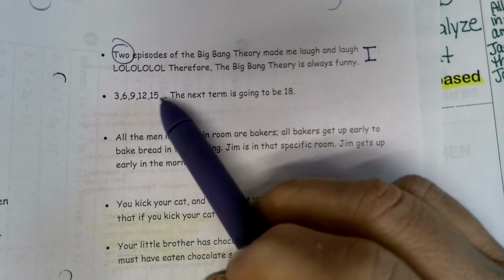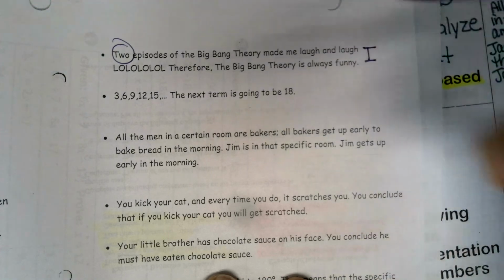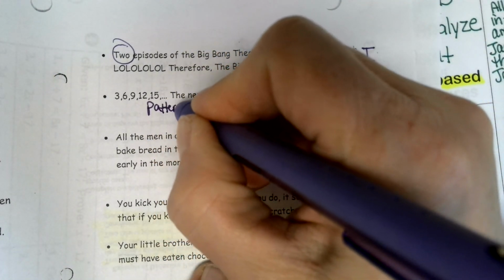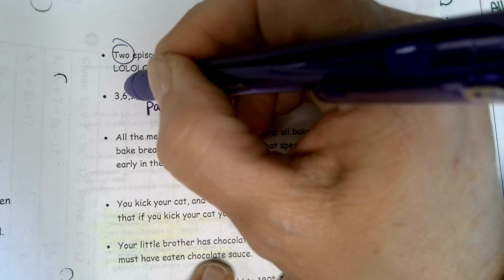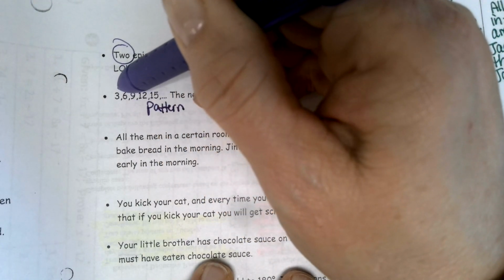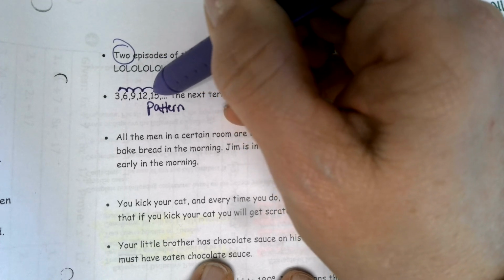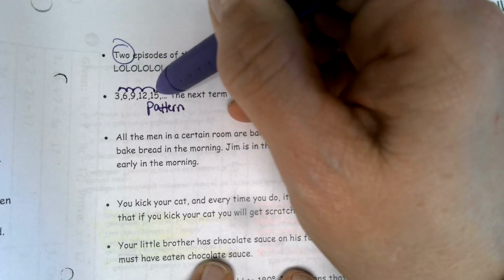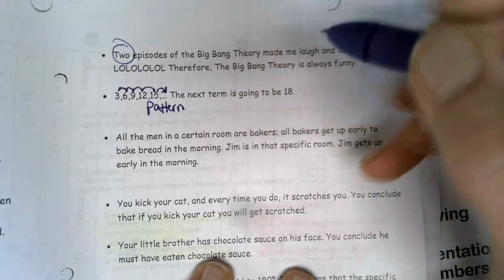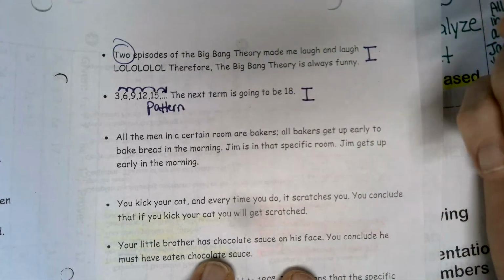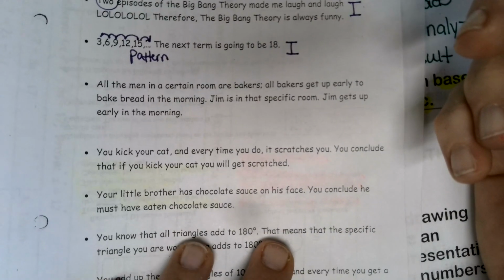3, 6, 9, 12, 15. The next term is going to be 18. So this is a pattern that we are observing. In this pattern, we are adding 3 each time. So I add 3 to get here, add 3 to get here, add 3 to get here, add 3 to get here. So I know that I'm going to add 3 to get the next number. That is inductive reasoning. Definitely, if you see a pattern in the problem, it's inductive.